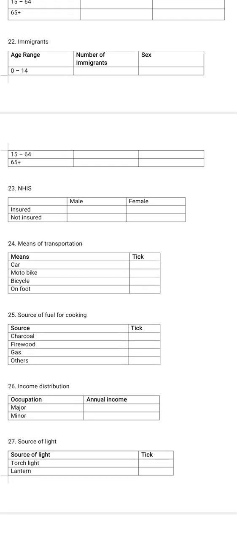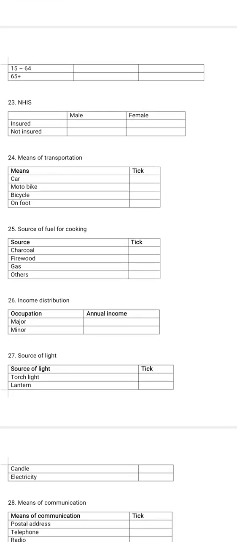You ask for the number of NHIS. Those who are insured, write the number of males and females. Those who are not insured, you write the number of males and females.